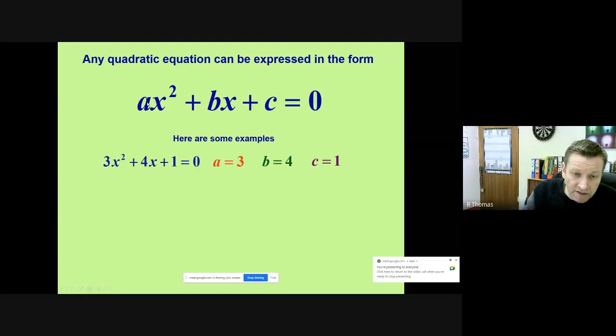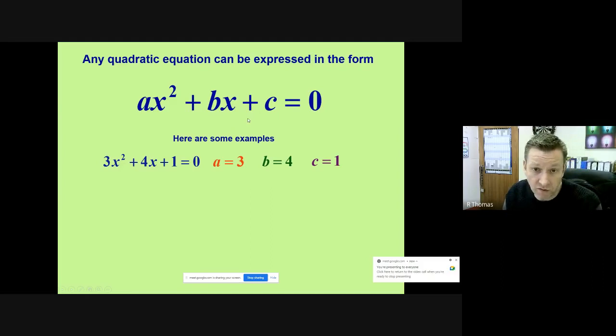Right. So A represents the coefficient of x squared, which in this case is 3. B represents the coefficient of x, which in this case is 4. And C represents what we call the constant, just the number on its own, nothing to do with x's, and in this case is 1.